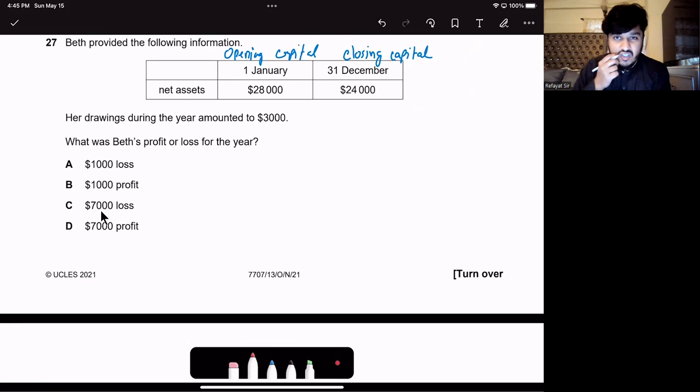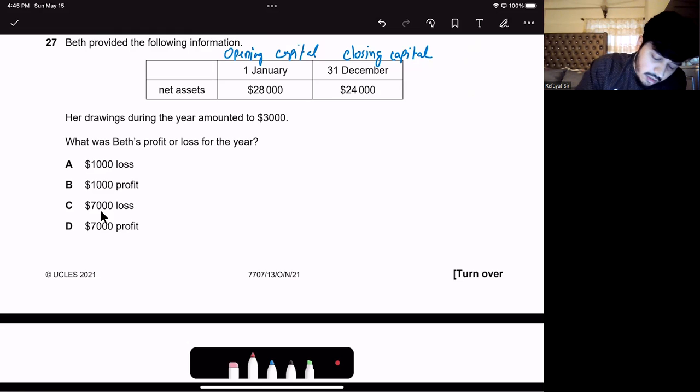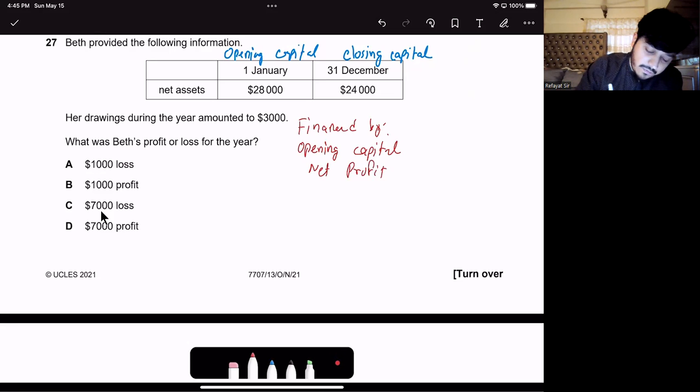Whenever you see questions like this, where the opening capital is given and closing capital is given, try to do the financed by section of your financial position. Normally, the financed by section looks like this: opening capital plus net profit for the year minus drawings equals closing capital.